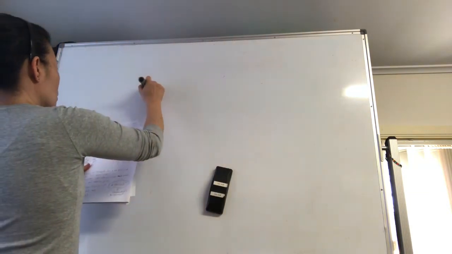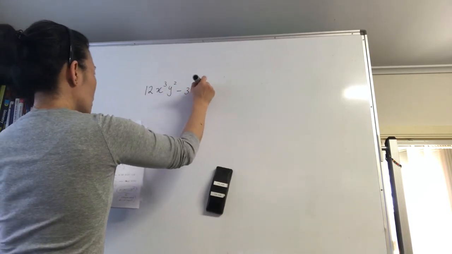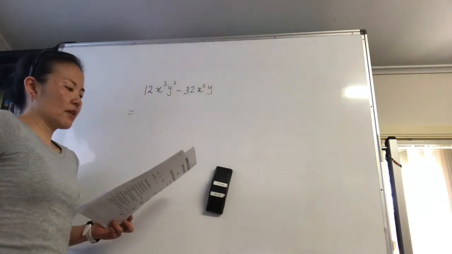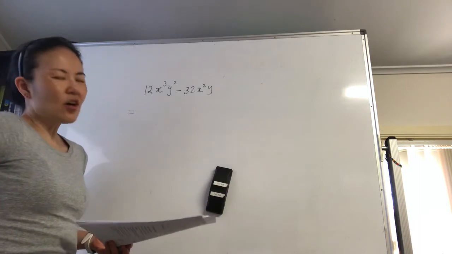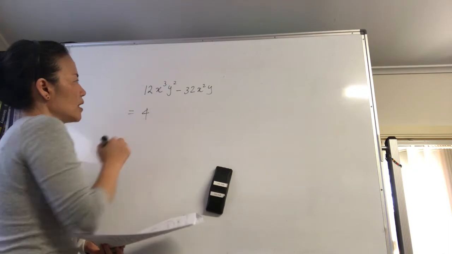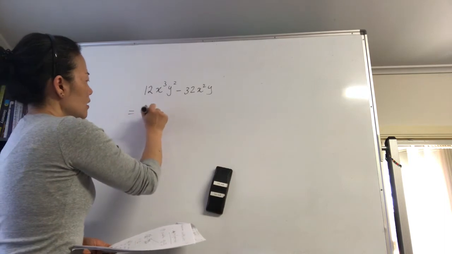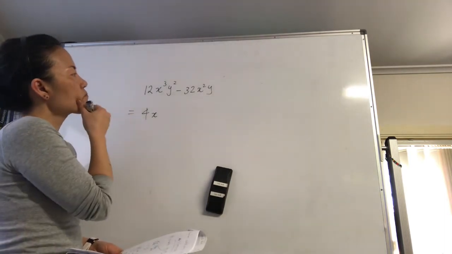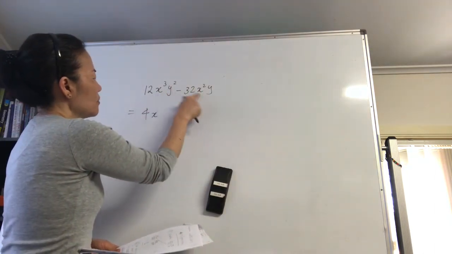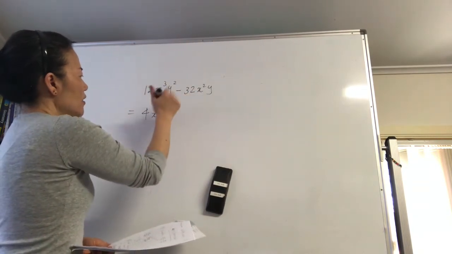Factorization. 12x cubed y squared minus 32x squared y. Now what is a common factor here? I mean the highest common factor will be good. Even if it's not, it doesn't really matter, you can just factorize twice. Okay, I can see 4 as my highest common factor out of 12. And then I'm going to take the maximum power you can take out in both cases, which is x squared, because that's the maximum that can be taken out, and the y squared.